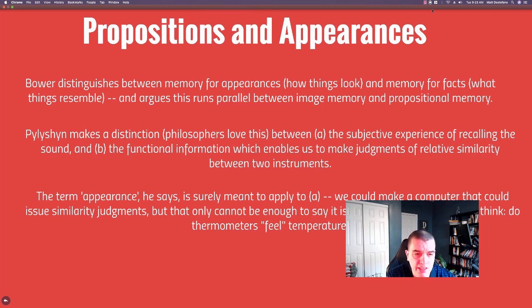Plisson makes a distinction here that he thinks is really crucial. Philosophers love distinctions. A, the subjective experience of recalling the sound. So this is the example of recalling or remembering what the opera sounds like. So on the one hand, you have this subjective experience of recalling what the opera sounds like. Maybe you remember the last opera you attended, or something on the radio you heard, or whatever the case may be. And B, the functional information which enables us to make judgments of relative similarity between two instruments. So what is the information that our auditory system is processing that allows us to discriminate between two images and sort of think about the differences and similarities between the two?